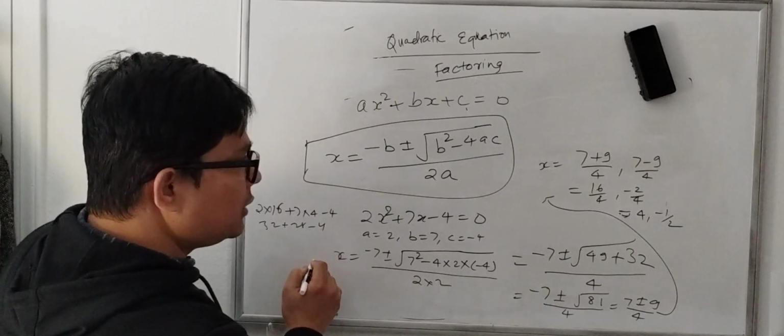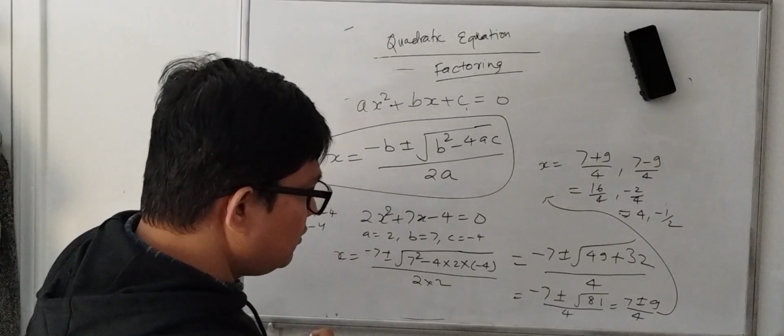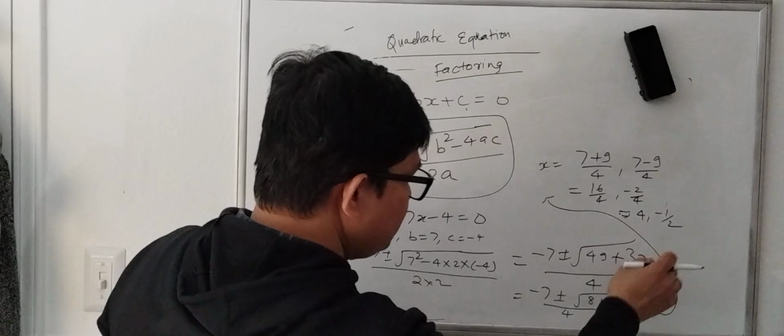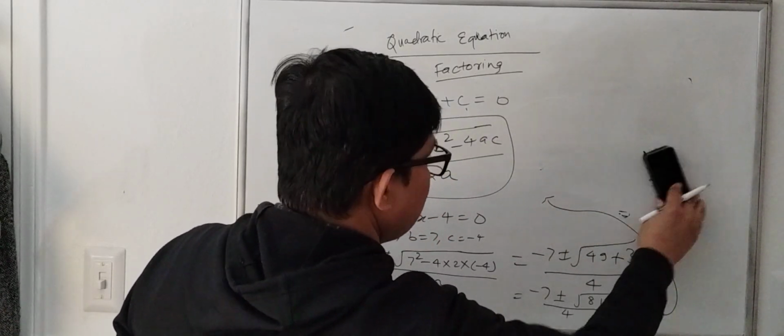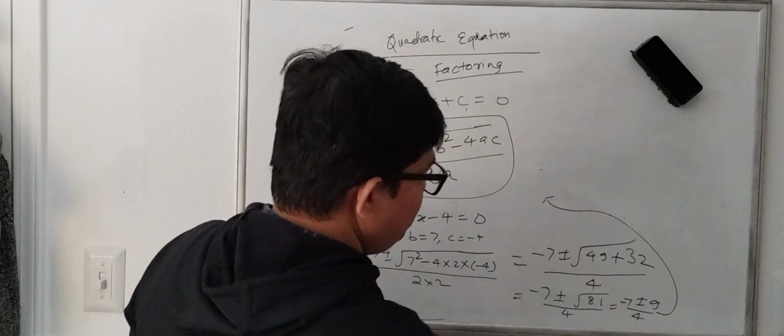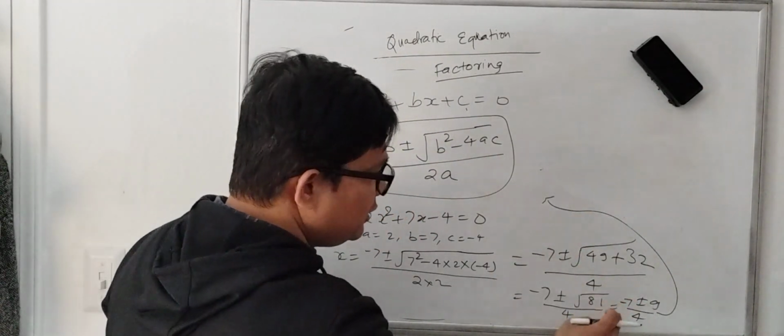Minus 4. Oh, did I make something wrong? Oh, see, we made a mistake here. This is minus 7. So why? See, that's why checking is important. We made a mistake here and it did not say anything here.